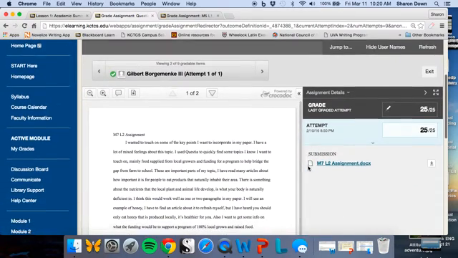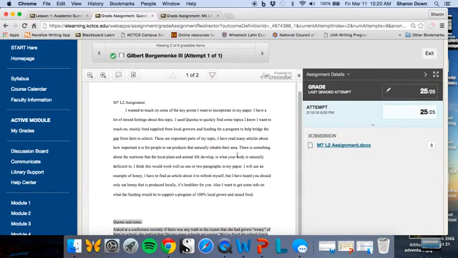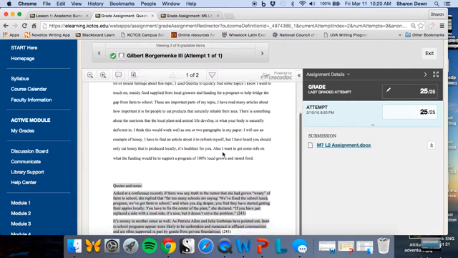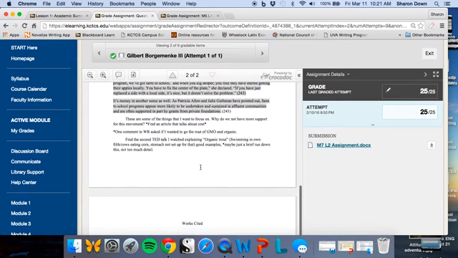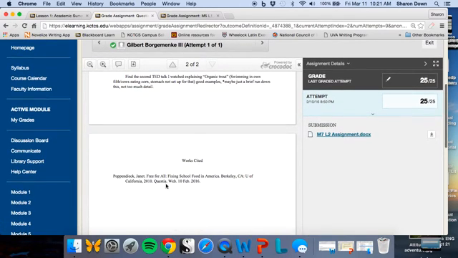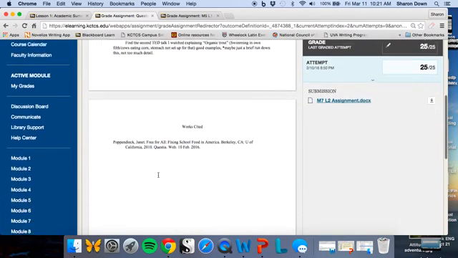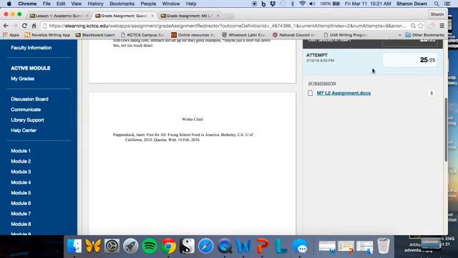If I go to a different student here, this student talked about what he did in his sort of research, and then he showed me his notes and where he was getting them and how he was copying them out. He had some questions, and then he also has a works cited page sort of thing here that he found in there. So he got full credit on this.